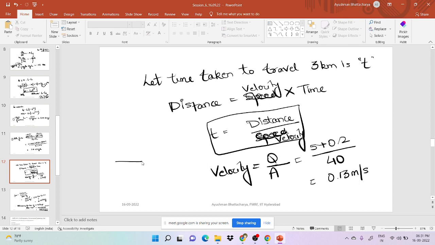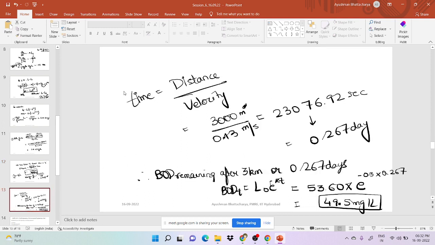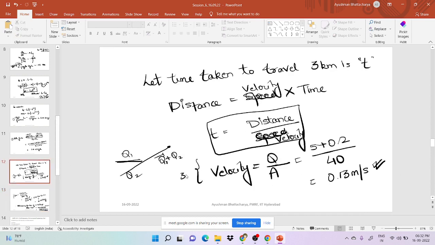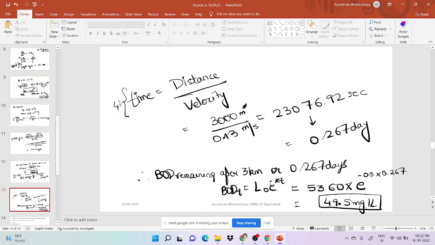So basically, if this is the wastewater and this is the stream flowing, they have asked us about this point. After merging, Q1 and Q2 will both mix, so here it will be Q1 plus Q2. That's why the total flow will be 5 plus 0.2. The area they have mentioned in the question is 40. From here the flow velocity of the stream is 0.13 meter per second. After calculating the velocity, we calculated the time. This was the third step. Then we calculated the time, that is the fourth step.